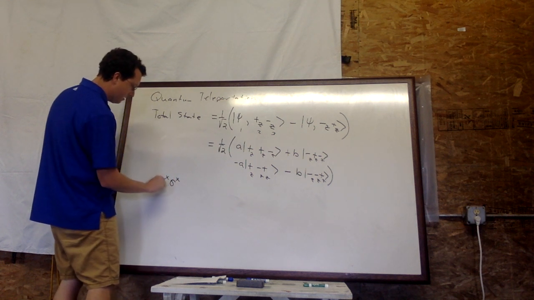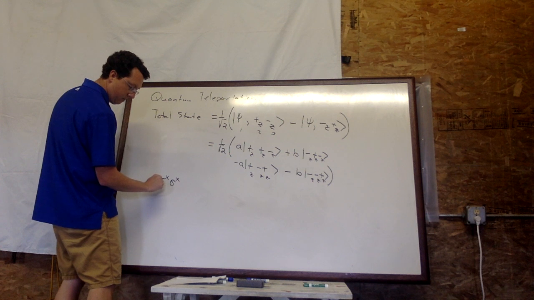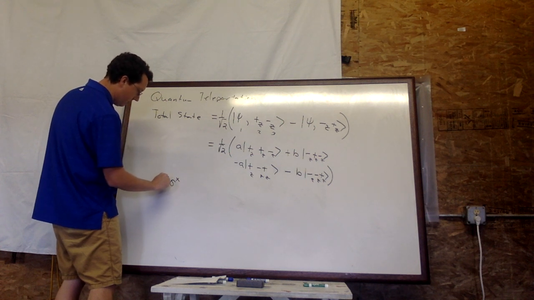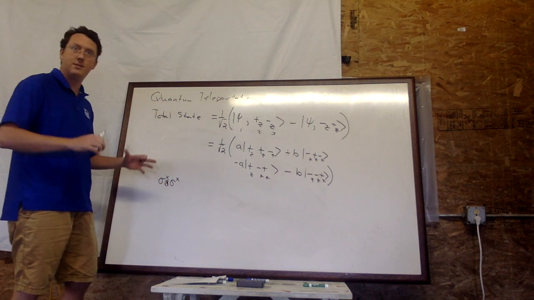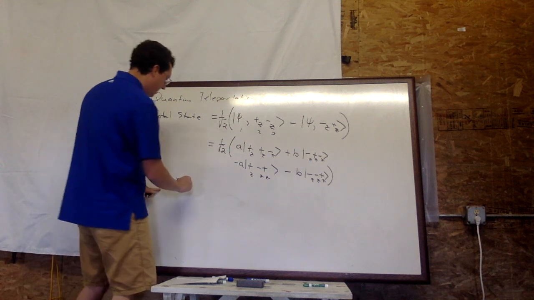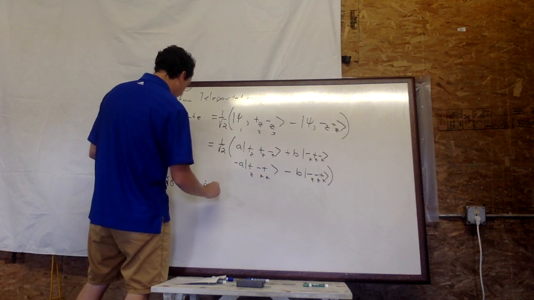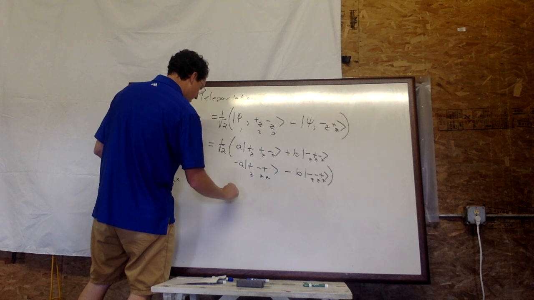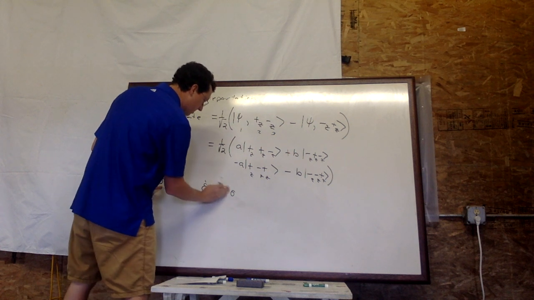This is tensor. I'll write all that out, because I don't want you to think it's matrix multiplication. It's not. It's something else. It's the tensor product. No, sigma z, sigma z.